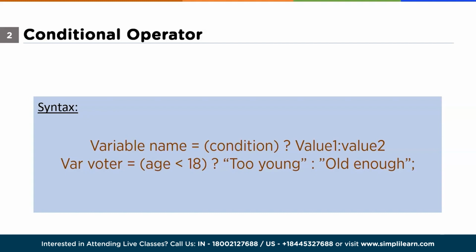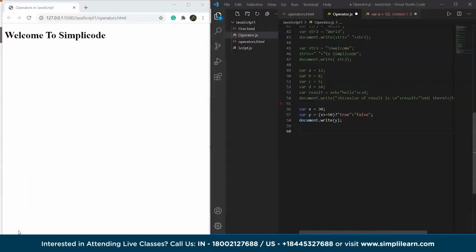So let's move on to the programming part. Here you can see I have taken a variable x and the value assigned to x is 30. In variable y, I have given it a condition. So it will check for x, which is 30, if 30 is greater than or equal to 50. If it's true, if 30 is actually greater than 50, then it will print true, else it will print false. So we'll check the output once. Let's save it and see. Here you can see the output as false.